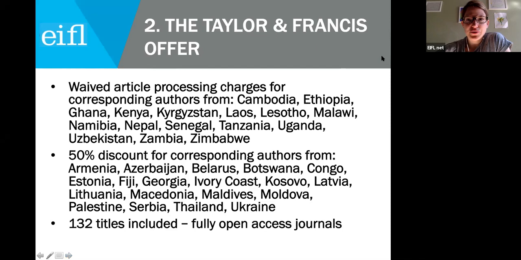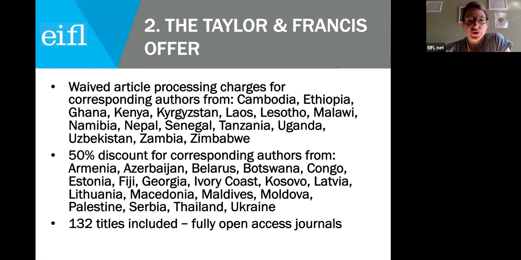So let's move on to the Taylor and Francis offer in detail. I've repeated it here just to see what countries are covered. We've got two different groups. The first group of countries essentially get a waived article processing charge. So it's a 100% discount. That means the authors don't need to pay anything when they publish an article in open access. It includes those countries from Cambodia through to Zimbabwe.